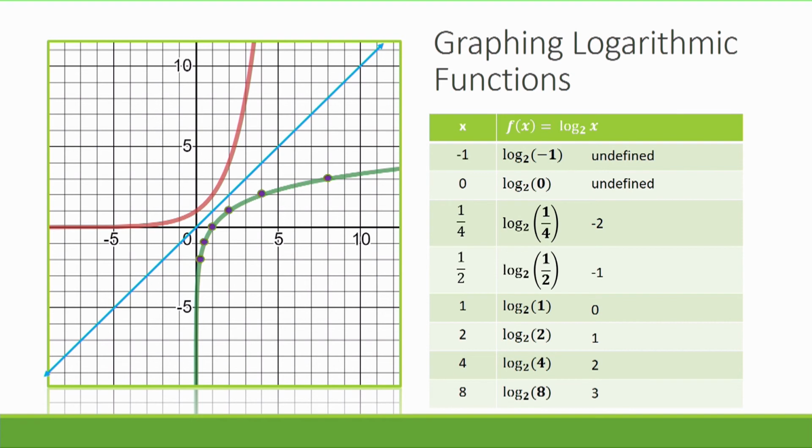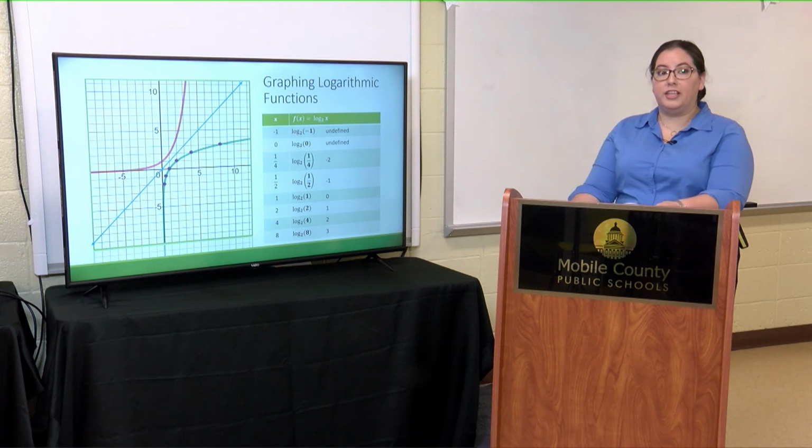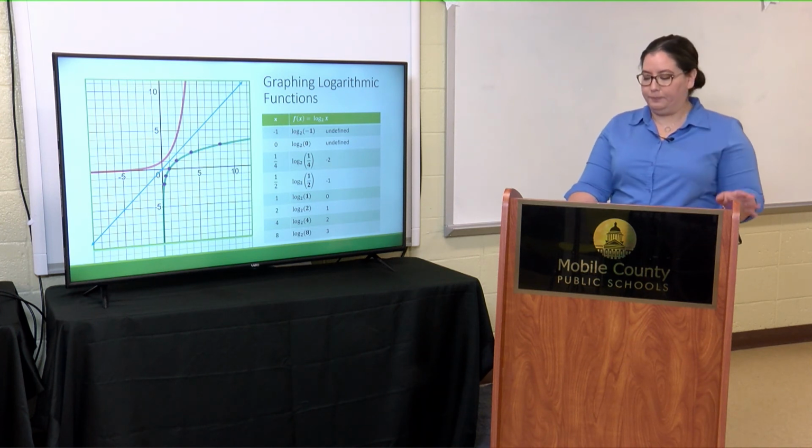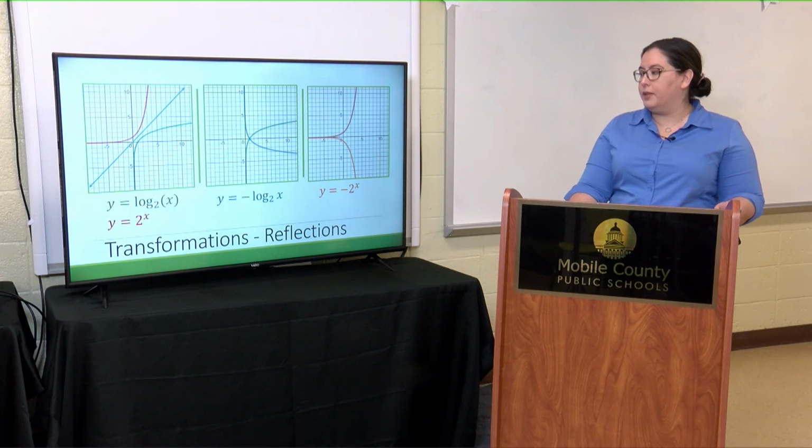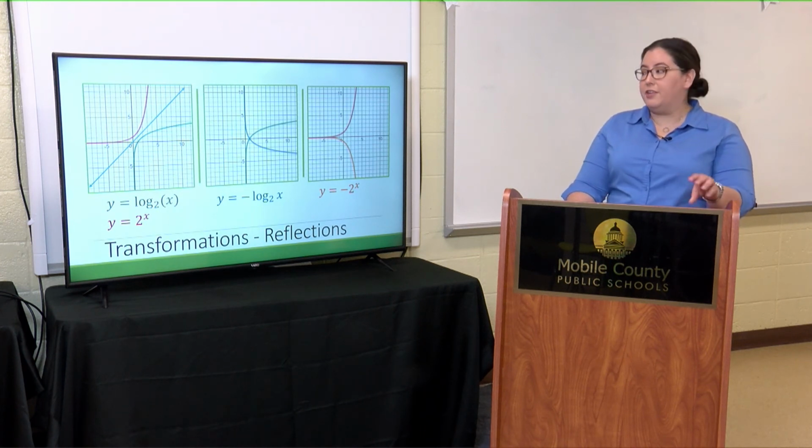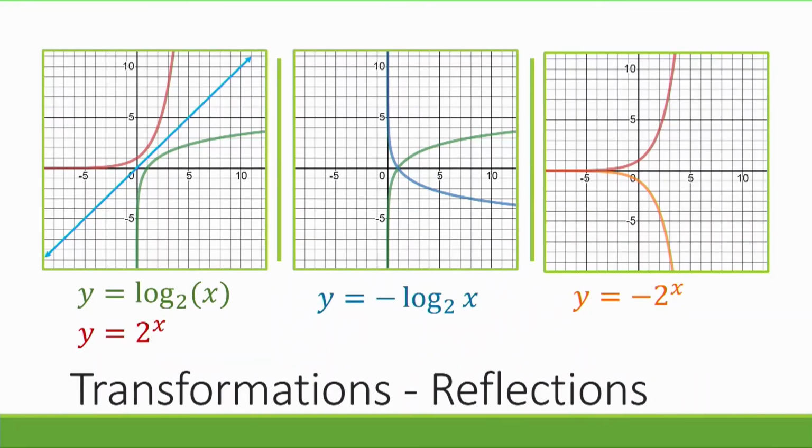All right, so I wanted to look at some other graphs real quick, and we can show some of the things that happen as we look at them. Okay, so on the far left, I have basically the graph we just did. So we have 2 to the x power and log base 2 of x. And so the middle one, I kept our log base 2 of x, and then we have a negative in front, which flips it over our x-axis. And the same idea would happen with our exponential.